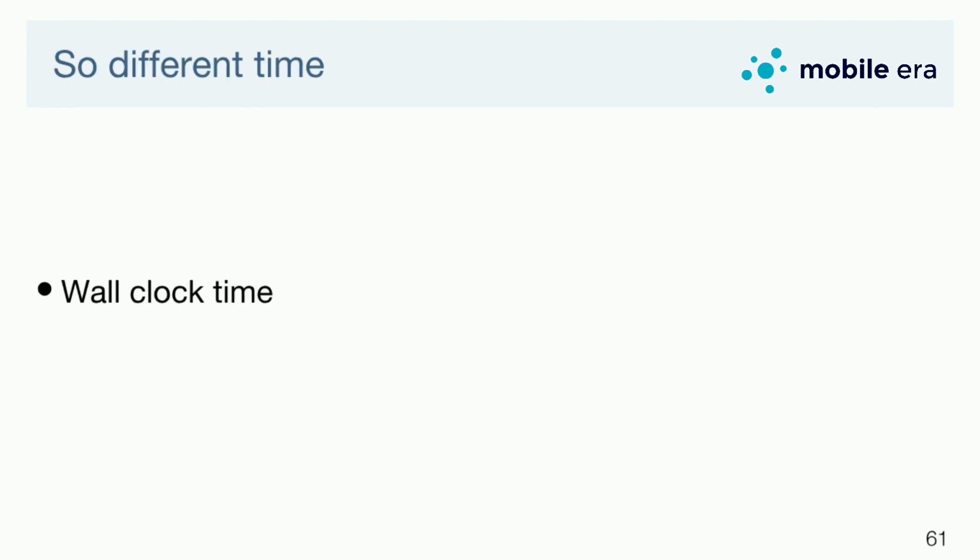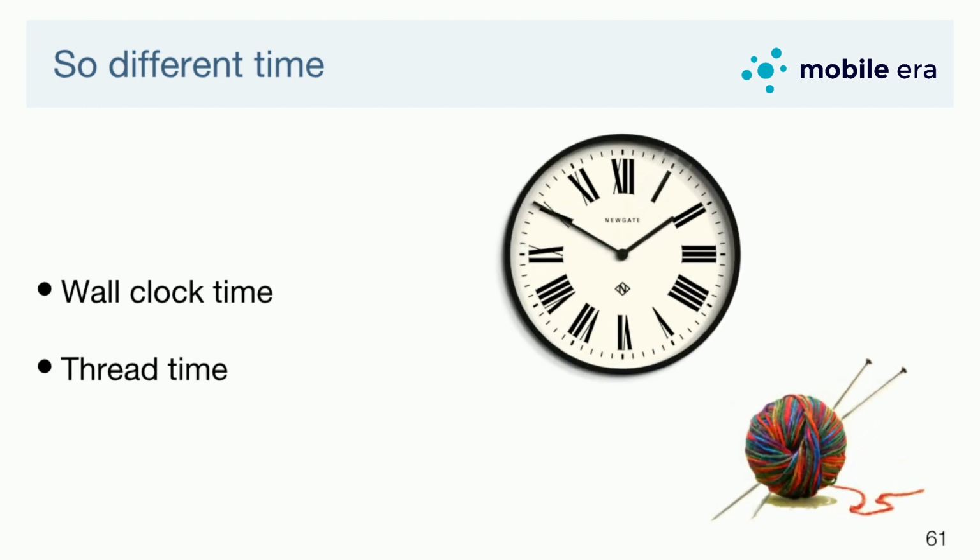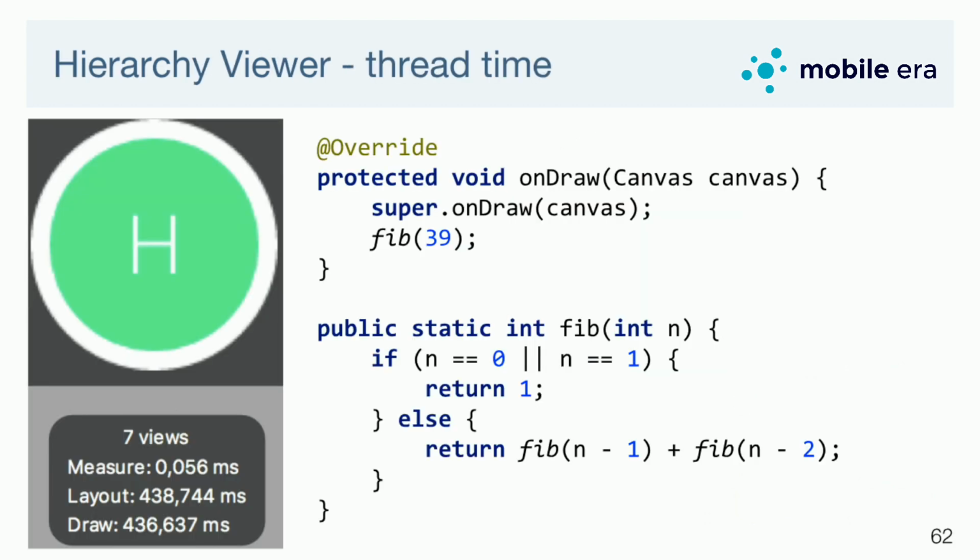And why does it happen? Because there are different types of time. Wall clock time, that's the time that we are working in, that's usual for us. And actually there is a thing called thread time. Thread time calculates how many milliseconds are spent only in this thread. And when your thread is paused, it will not be counted. And as a result, for example, if you try, for some reason, to calculate a Fibonacci number in the onDraw method, you will see it in the hierarchy viewer.